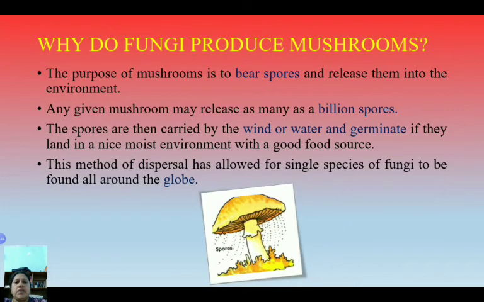Now, why do fungi produce mushrooms? Only when it produces the fruiting body are many spores formed, so they can be released into the environment. You cannot imagine it, billions of spores will be formed. They are carried away by the wind or water, and later, when they get the required food and place, they start to germinate, grow, and form the fruiting body again. Because of this, you can see mushrooms everywhere in the world.